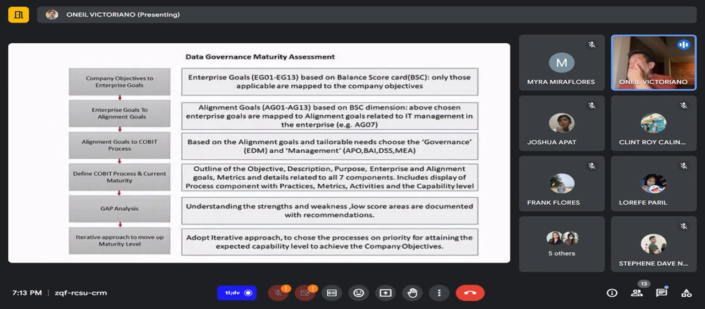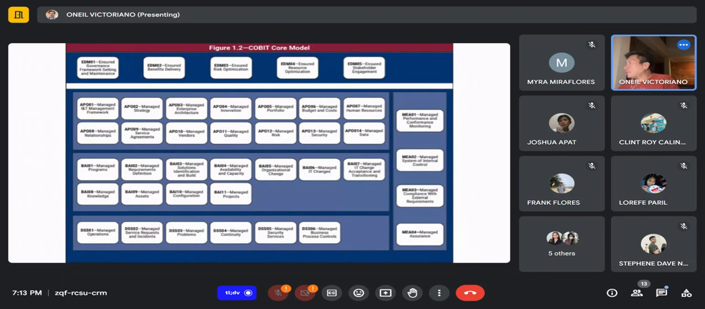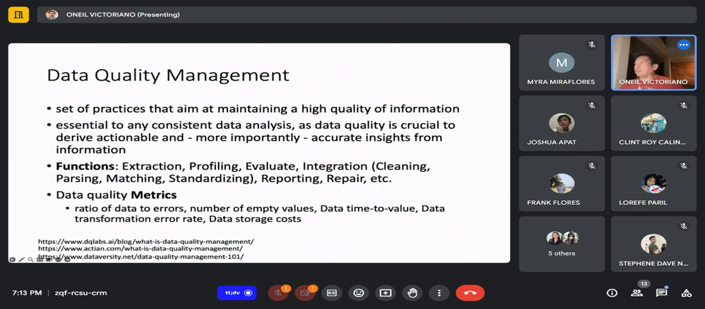So this is the data governance maturity assessment over COBIT, which is really looking into the audit for data governance. Okay. So we have here how auditing for managed data works with the COBIT core model.